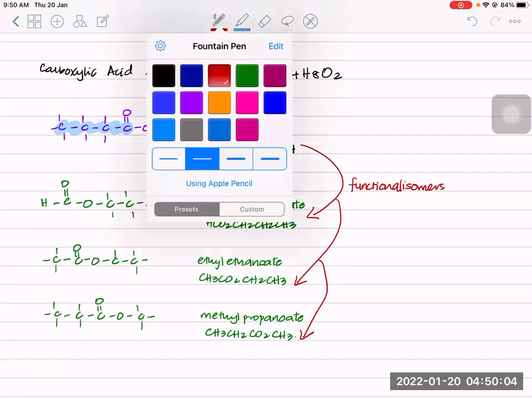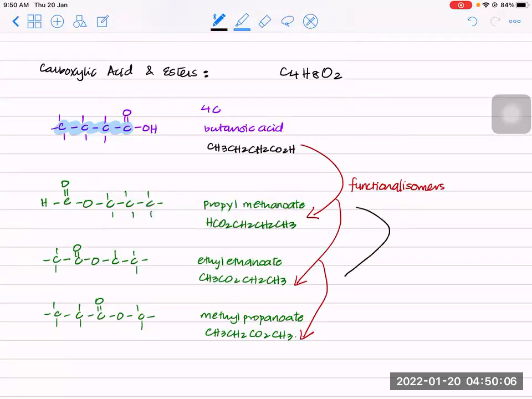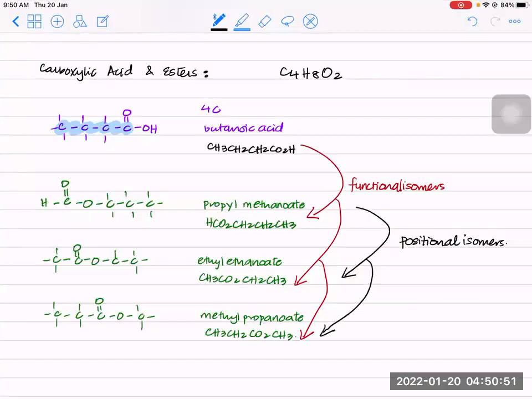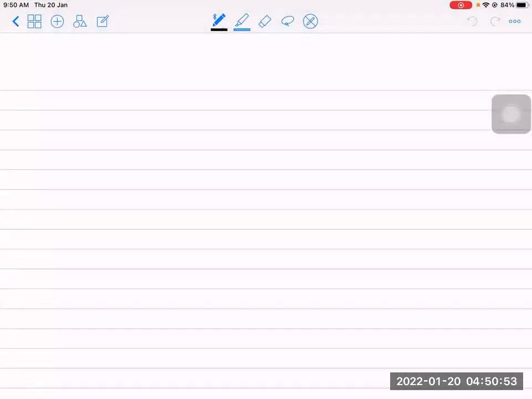Whereas the esters, this one with this one and this one, the functional group is the same. This is also ester, this is also ester, this is also ester. What is different? The position of the esters. So these esters are what? Positional isomers of each other. Clear? Is this clear? Let's see a question. Draw all possible structural isomers.